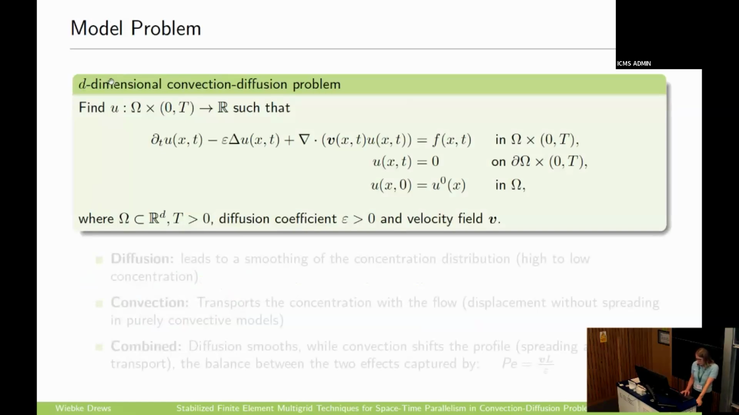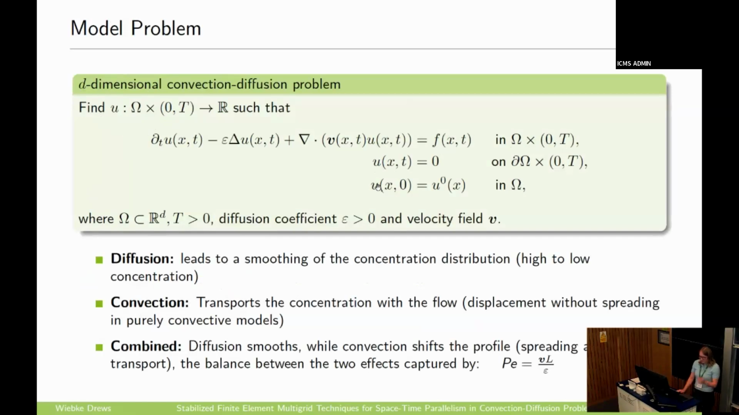We want to find solution U. We have the time derivative here and a right-hand side, some boundary conditions and an initial guess. We have the spatial domain as well as the time interval. And then there are some different effects. So the first one is the diffusion with a diffusion coefficient epsilon.